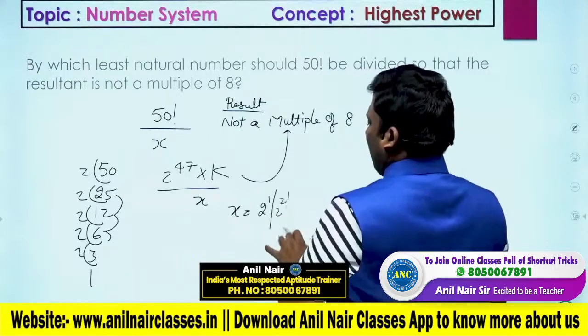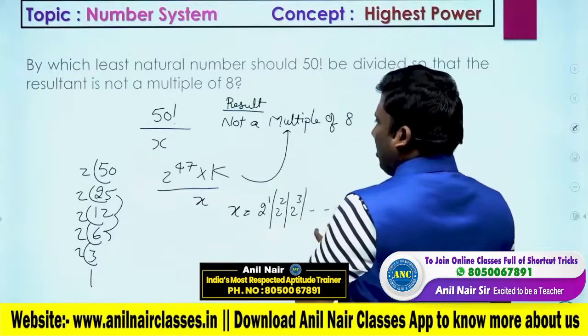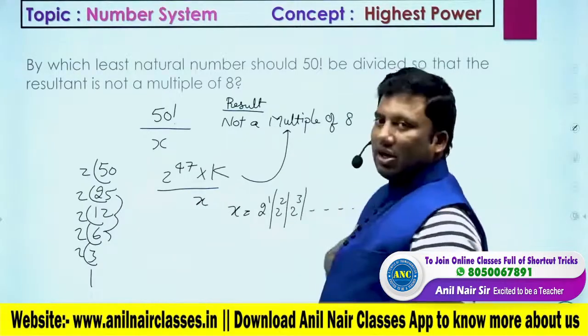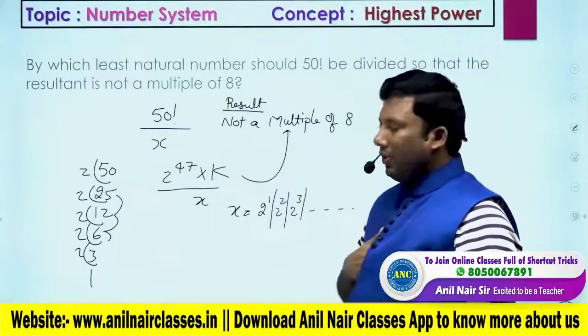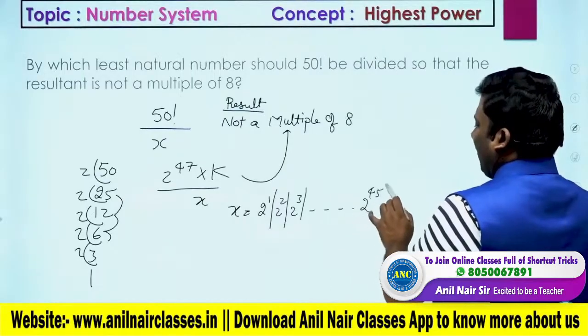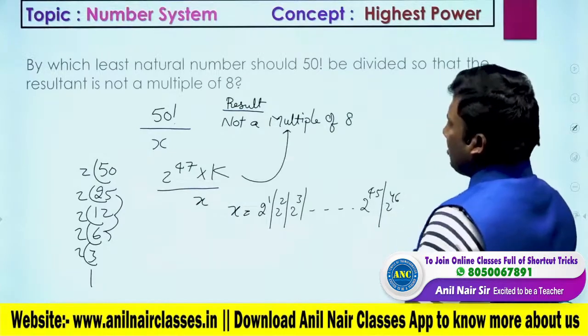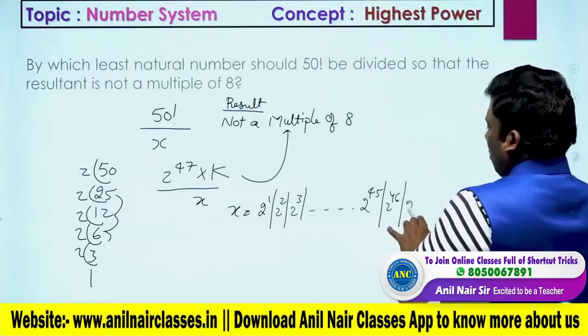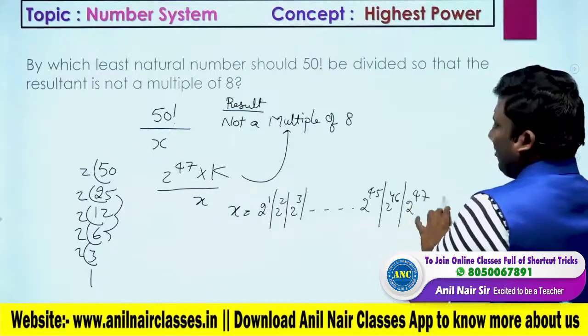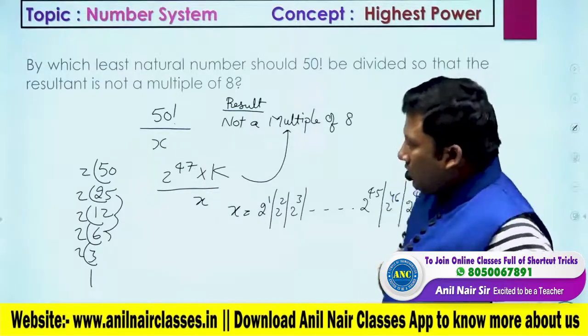Smallest I require. 2 power 2 and so on. The resultant is not a multiple of 2 power 45. 2 power 46. 2 power 47. Now see here.